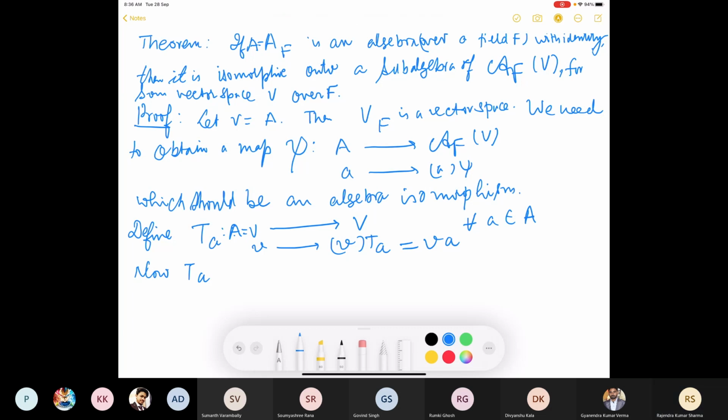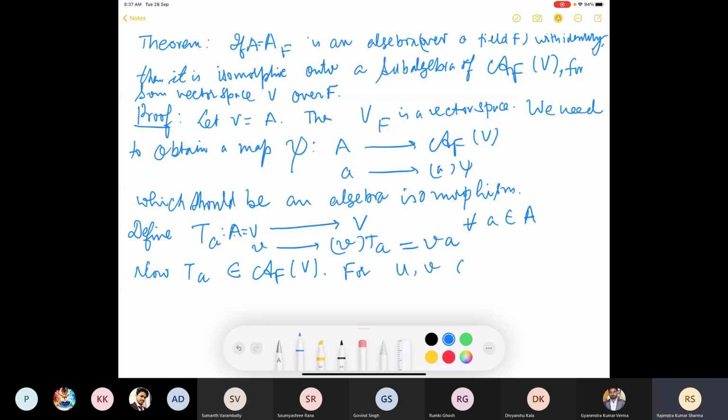So T_A is a homomorphism means we need to prove that it should preserve. This is V to V. So this has to be an element of A(V). Now this T_A is here in A(V). What we need to prove is that this is a homomorphism of V into V. So it should preserve sum and it should also preserve scalar multiplication.